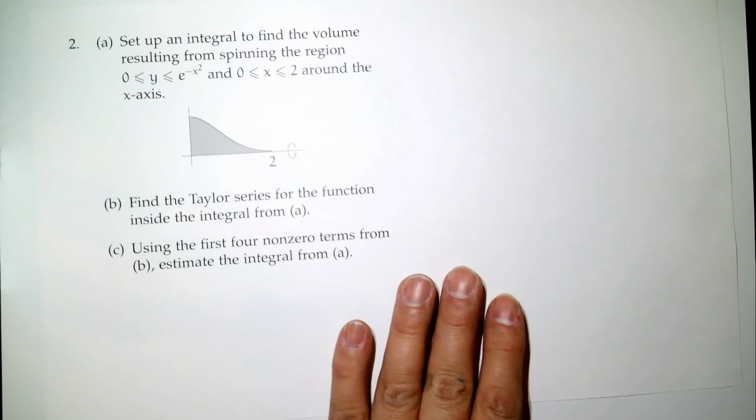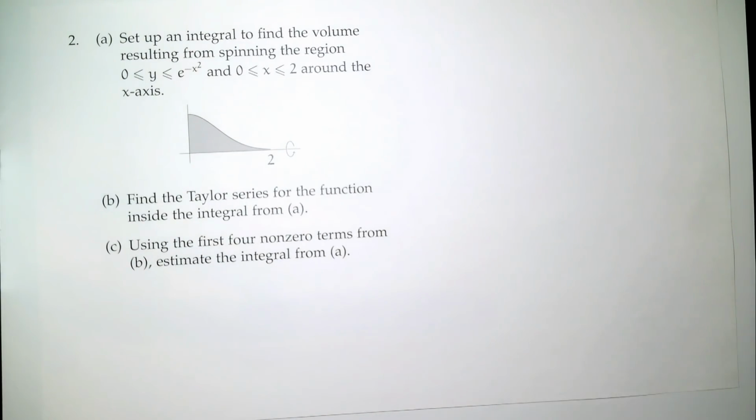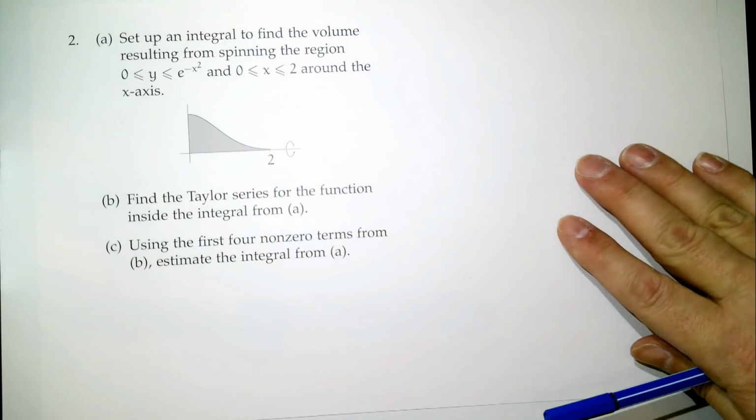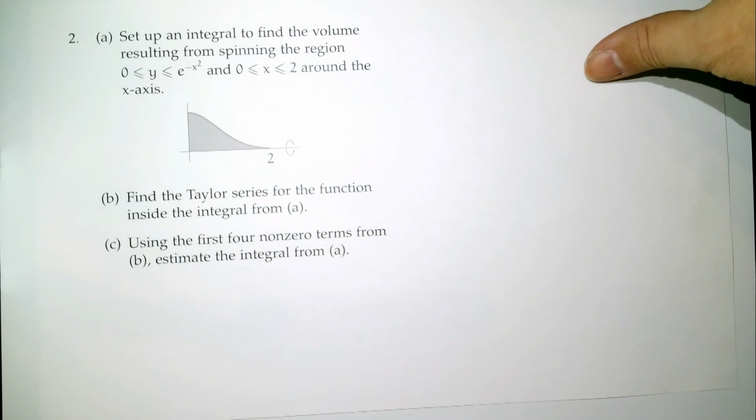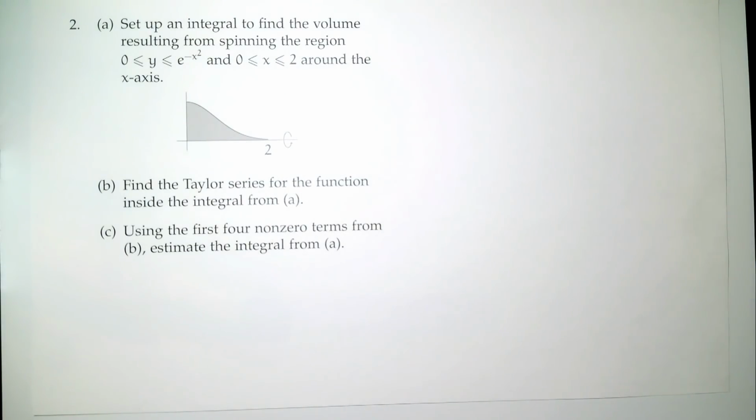Set up an integral to find the volume resulting from spinning the region 0 less than or equal to y less than or equal to e to the minus x squared, and 0 less than or equal to x less than or equal to 2 around the x-axis. Now, if there were any doubt as to what we're doing, there's a picture. You might be wondering, are they going to give us pictures? And the answer is, pretty much all the time that it makes a difference, we'll give you a picture.